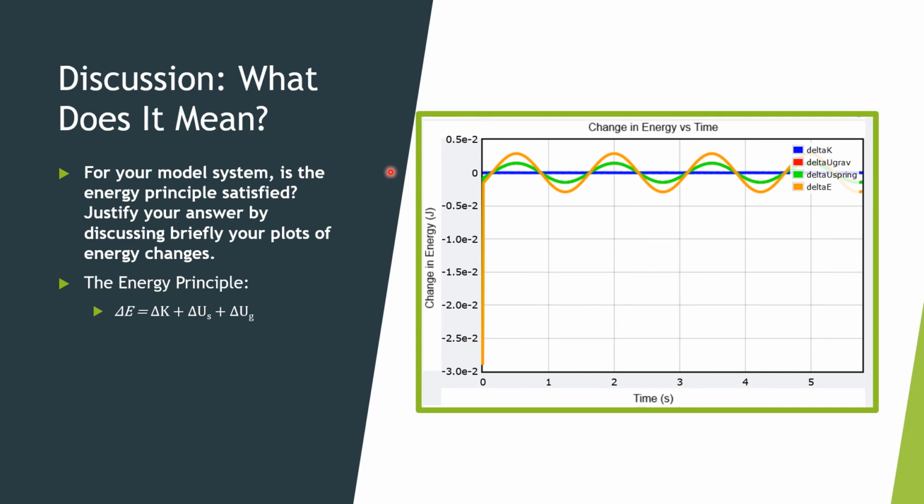The energy principle is satisfied because our overall change in energy is equal to the sum of the change in kinetic energy, the change in spring potential energy, and the change in gravitational potential energy.